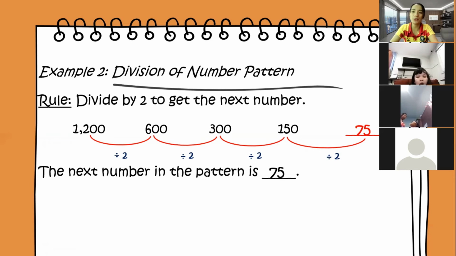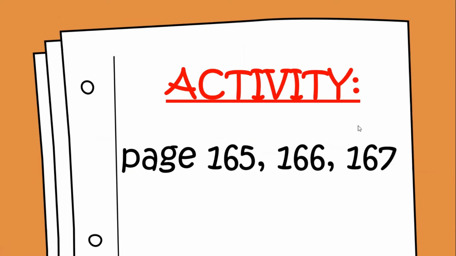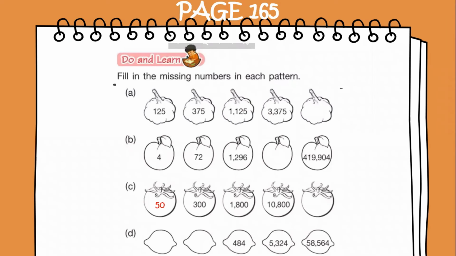So let's move on to your activity if you understand this. We will answer 3 pages today. Open your books on page 165. Fill in the missing numbers in each pattern. So we have 4 letters to answer. Letter A, 125, 375, 1,125, 3,375, and we have a missing number.